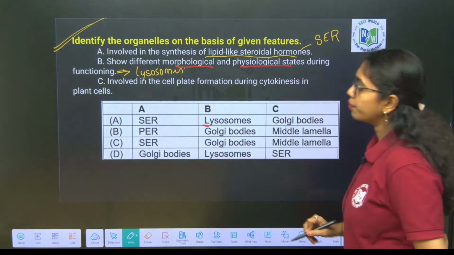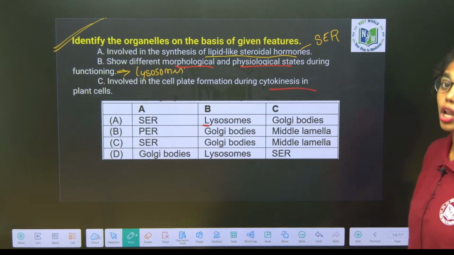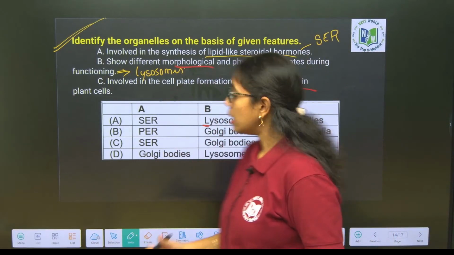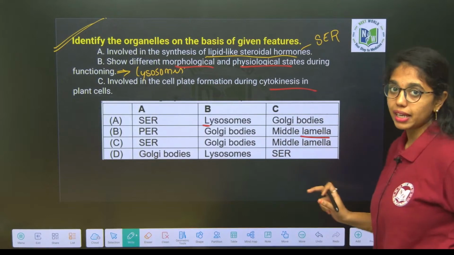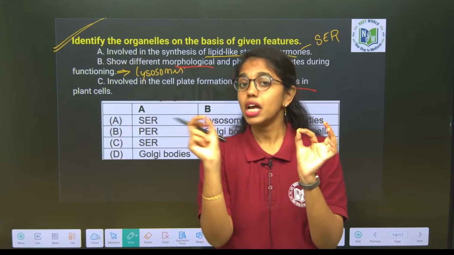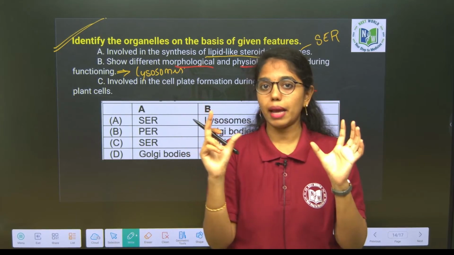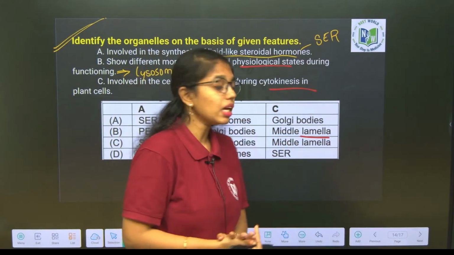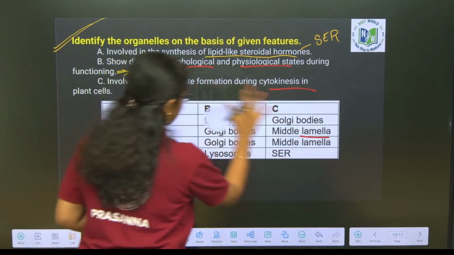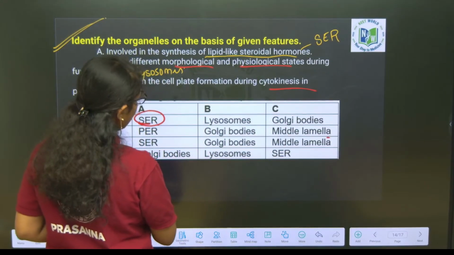Option C, you look into. This is involved in cell plate formation during cytokinesis in plant cell. Of course, cell plate formation in a plant cell is initiated by middle lamella. First, the middle lamella from the center will be extended to the peripheral ends, that forms a cell plate, then that cell plate will be extended to what? Middle lamella, and then it forms what? Primary cell wall. So here first is smooth endoplasmic reticulum, second will be lysosomes, and third is middle lamella.